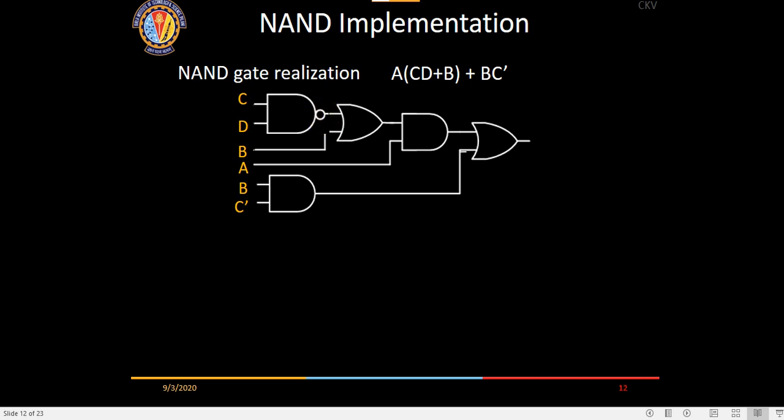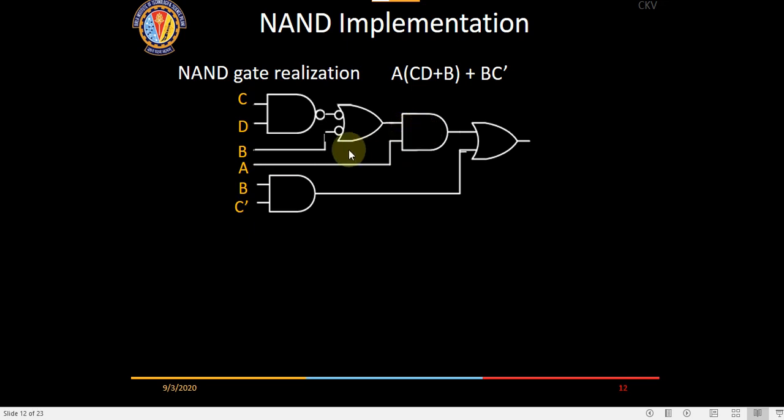Right now, to compensate this bubble, I have to put one more, otherwise the function will change. If I put two bubbles, it is not going to change the output. So I am putting one more bubble here, and one more bubble here also. This is an additional bubble which I put so that this becomes a NAND. So, to compensate that bubble, I am going to put finally B bar here.